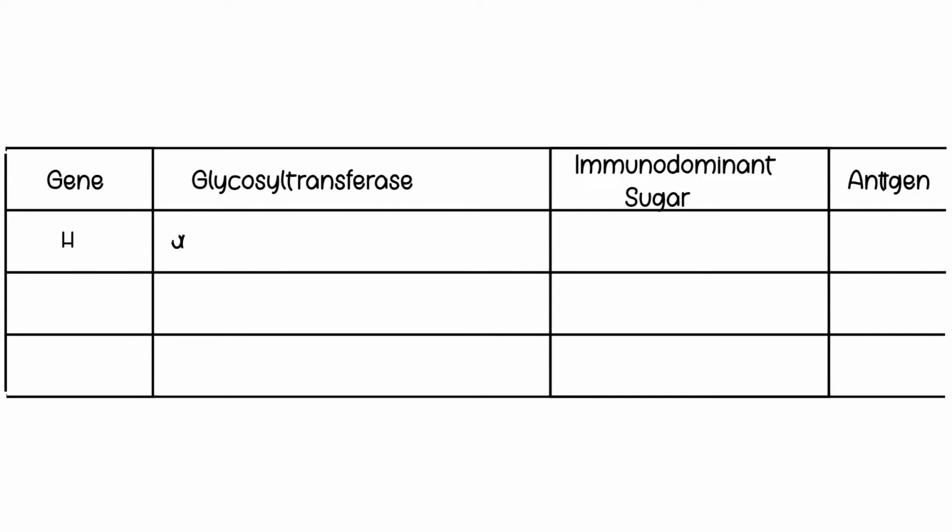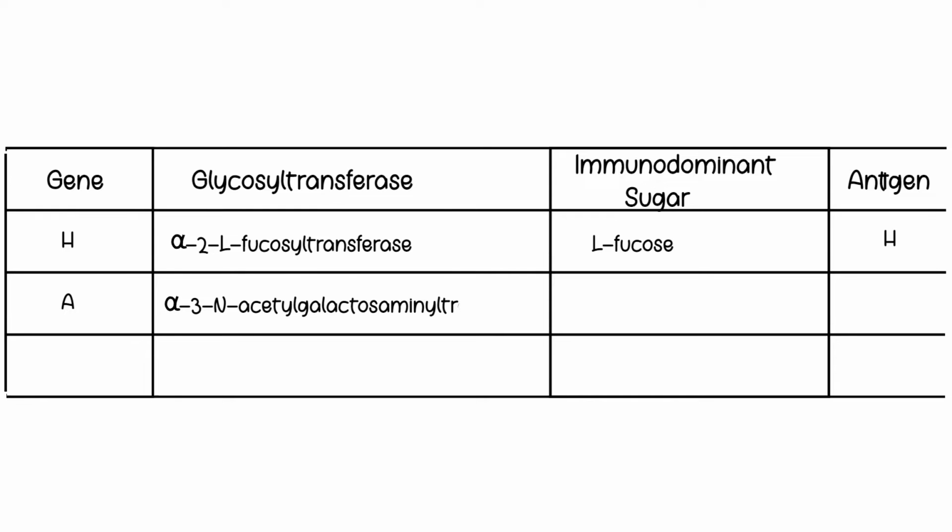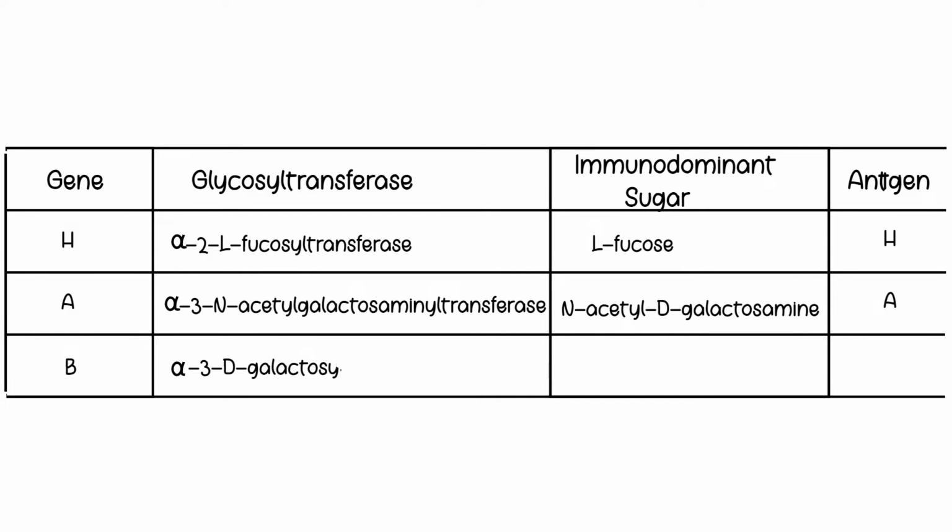Here is a table showing the glycosyltransferase and the sugar for each antigen. Notice that there is no enzyme for the O antigen because the O antigen comes from the lack of expression of both A and B genes. Take a moment to absorb this. If you do not fully understand this table right now, it is okay. I just want to show you the genes, the enzymes, and the correlating antigen for each gene. We will talk about it more in just a moment.